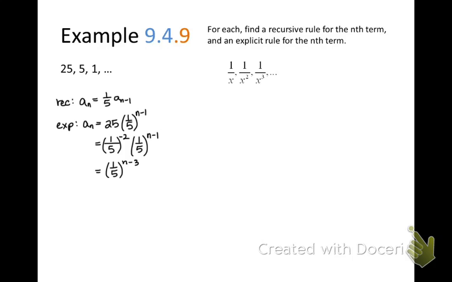Okay, so let's take a look at the next one. What is your recursive rule here? A sub n equals, huh? Oh, yeah. So I'm going to put the 1 over x in front. But yes. So 1 over x is the ratio that I'm multiplying by every single time. And then times a sub n minus 1.